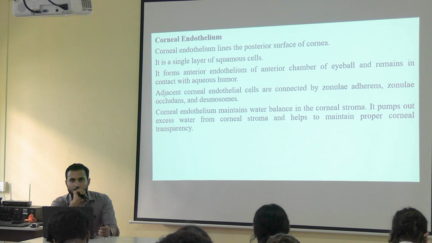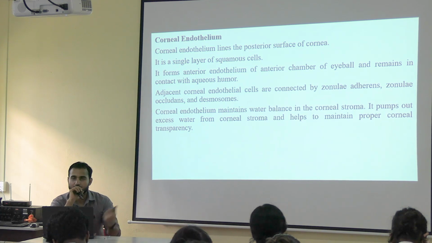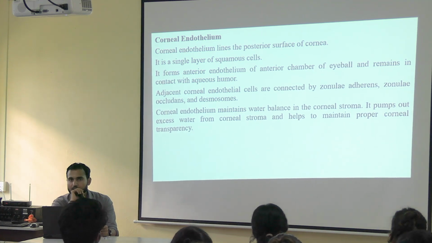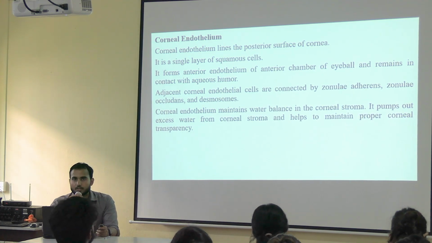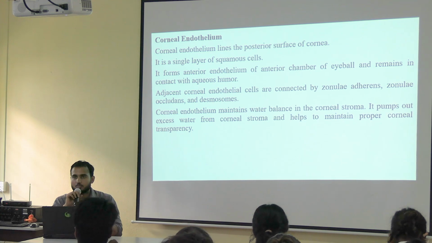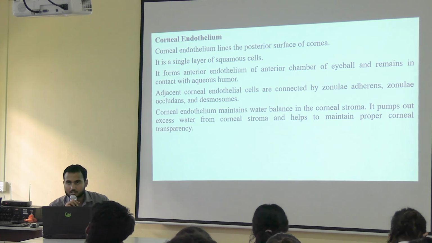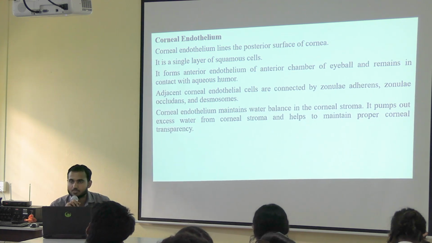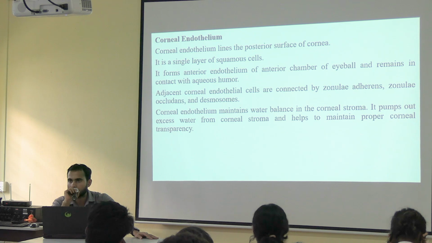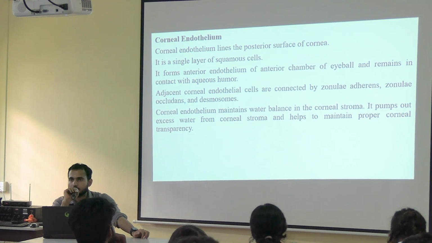Okay. Now, corneal endothelium maintains the water balance in the corneal stroma. If excess water is entering the corneal stroma, it will pump it out, thus maintaining the corneal transparency. So, exchange is taking place, but if more amount of water is entering through the endothelium into the corneal stroma, it is pumped out by the corneal endothelium. Thus, it will maintain the transparency. Because if more amount of water will be deposited in the stroma of the cornea, it will lose the transparency. Okay. So, in that also, the corneal endothelium is helping.